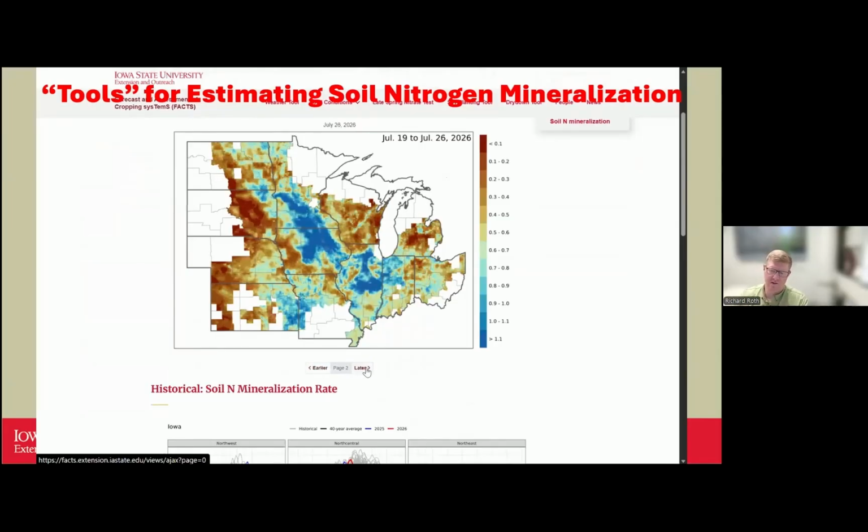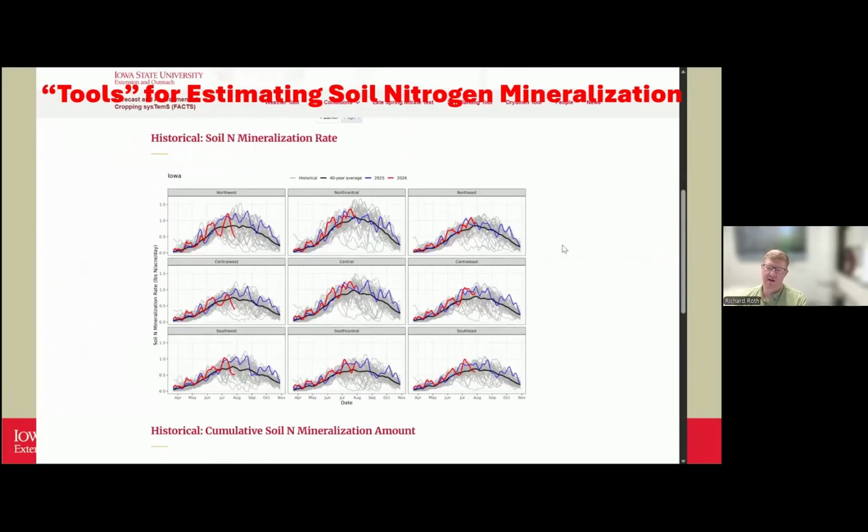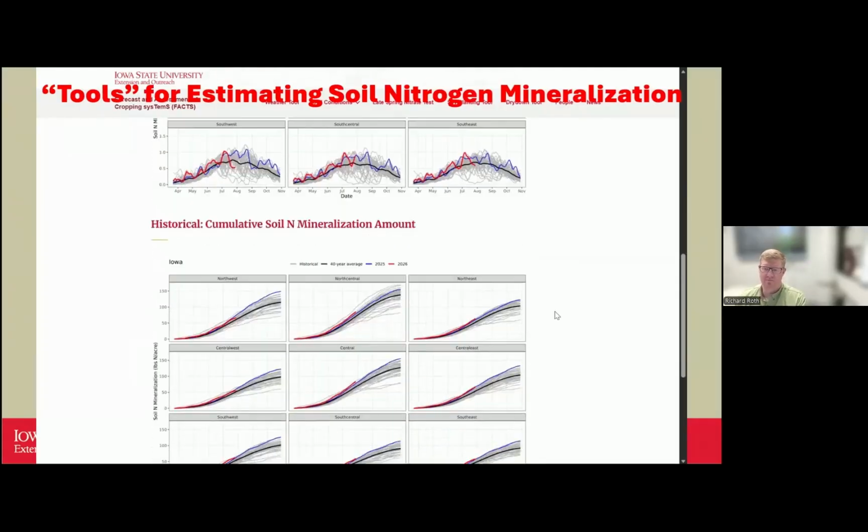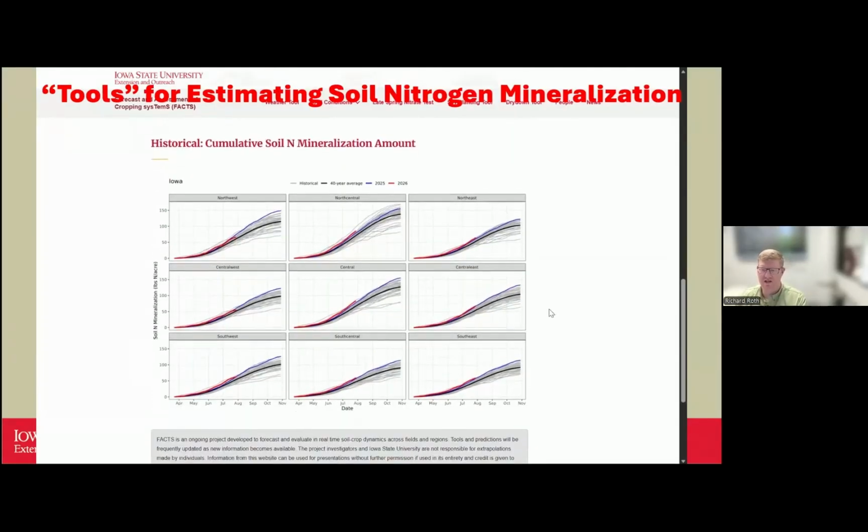The thing to note is that the more blue the area is, the greater the mineralization rate we expect in that area. We've had pretty good rates this year. As you scroll down the page, you can look at historical rates. The black line is always the 40-year average. The blue line is the previous year, and the red line is the current year. And you can see we've been relatively higher than last year, or at least on the same pace.